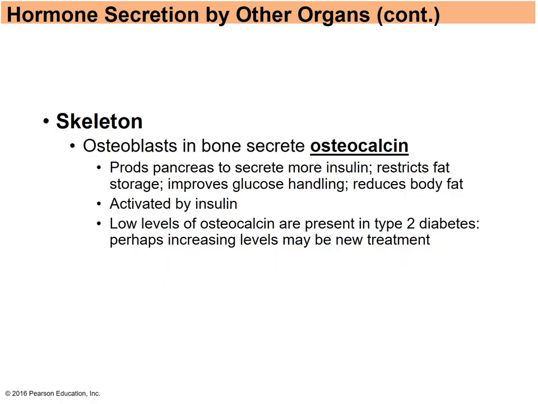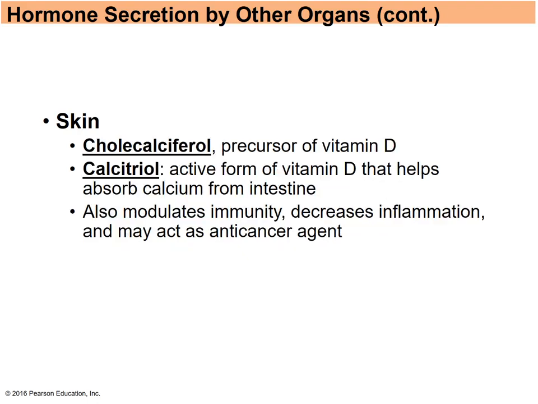In the skeleton, osteoblasts are going to secrete osteocalcin. This is going to stimulate the pancreas to secrete more insulin, basically be involved with glucose handling. And in the skin, we have some of the precursors for vitamin D that I've already discussed is necessary for calcium uptake in the intestines.